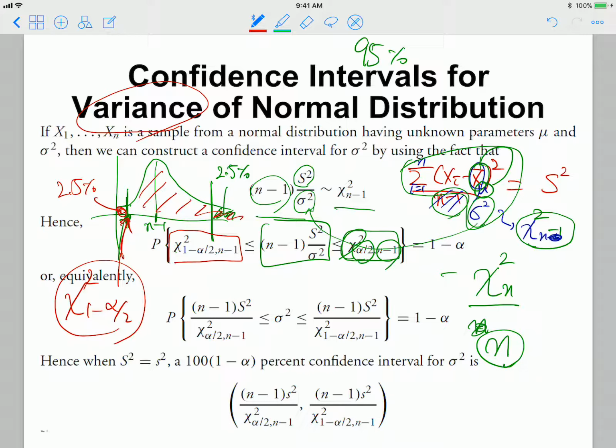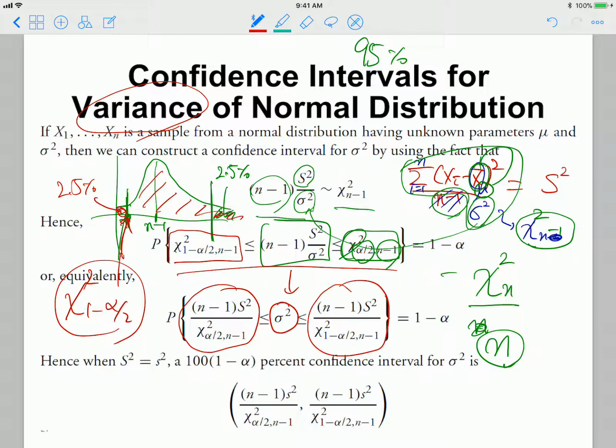Okay, and then we have to manipulate this expression in terms of this sigma squared, because that is our parameter to estimate. And then this guy and this guy will be our boundaries, or the thresholds on the left and right, for our interval estimate for the true variance. Any questions?